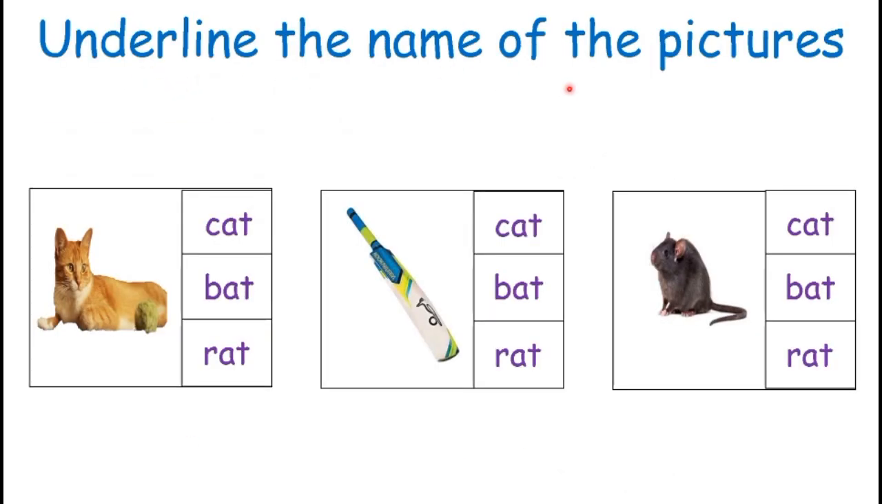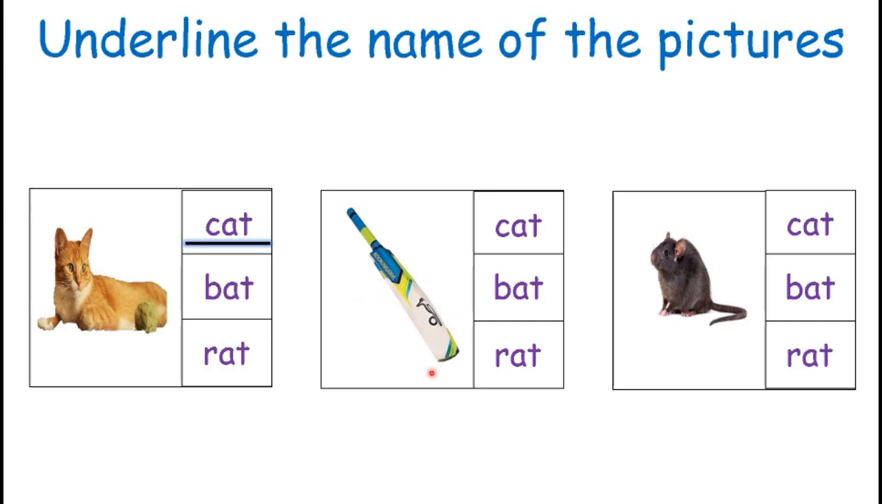Let's underline the names of the pictures. So can you identify this picture? Yes, this is a picture of a cat. So which one is cat over here? First one, at, ka at cat. And second one said at, ba at bat. No, these two are not correct. First one is cat. So let's underline the first one, at, ka at cat.